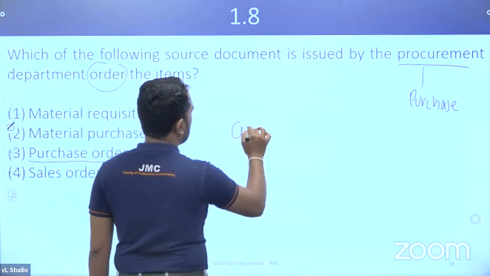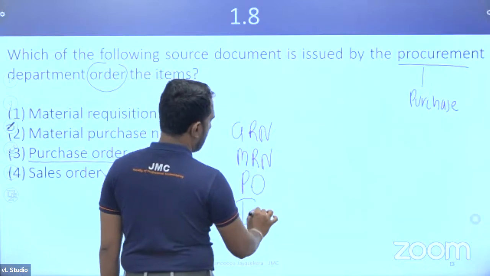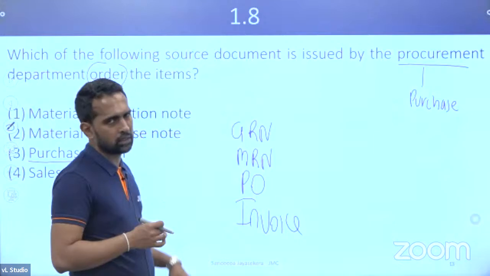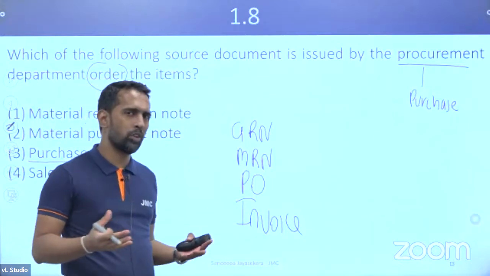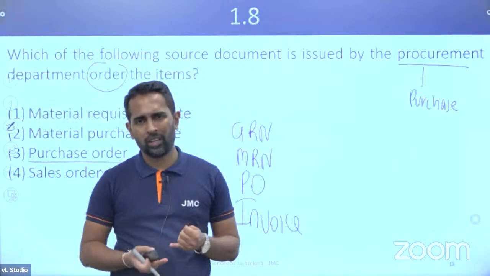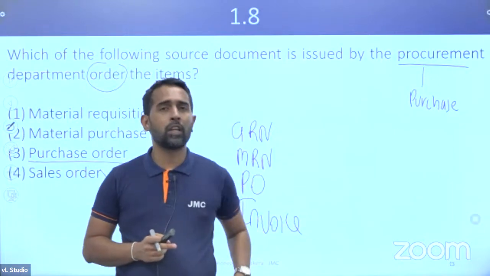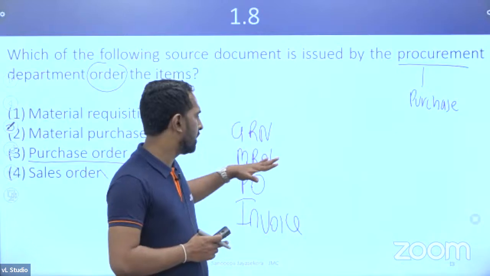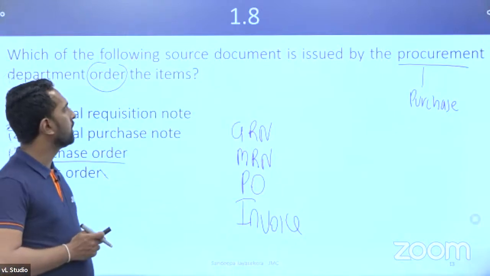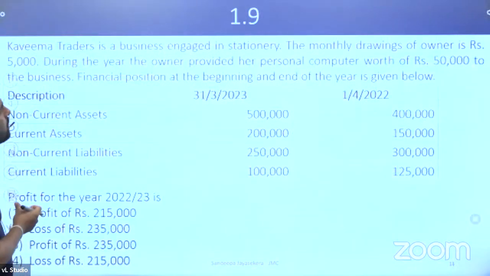You need to remember this: GRN, material requisition note, purchase order, invoice. The examiner might ask a question from one of these other source documents. The general source documents are the receipt, payment voucher, sales invoice, purchase invoice, debit note, credit note, petty cash voucher, and the journal voucher. But there are some other source documents given in your study text: goods received note, material requisition note, material issue note, purchase order. Just look at those. Sometimes one question can be tested. Okay, we'll come to question number 1.9.